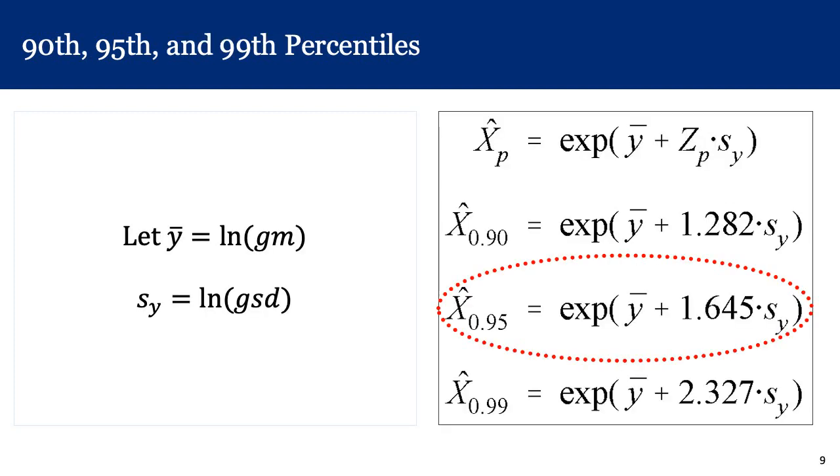Okay, now let's get into the formula for the calculation of the 95th percentile. I'm circling in red the formula for the 95th percentile, which is basically the exponent of the sum of the arithmetic mean of the log transformed values, that is the y bar, plus 1.645 times the standard deviation of the log transformed values. You exponentiate it, and that becomes the 95th percentile.